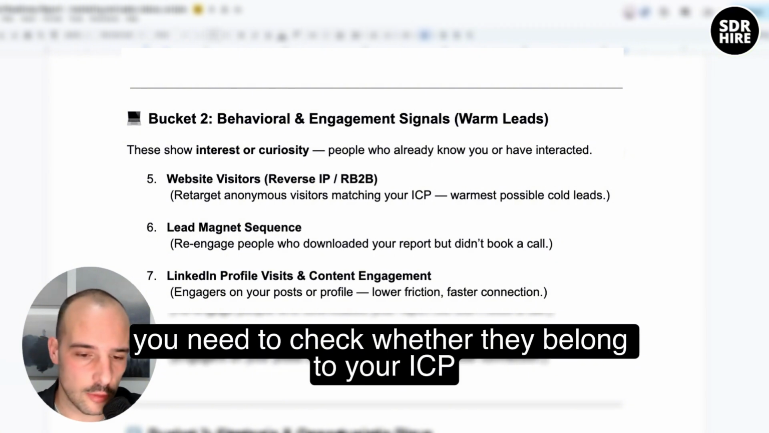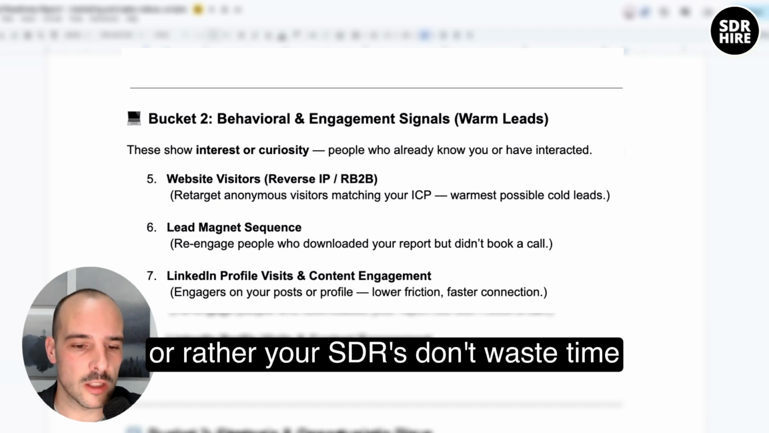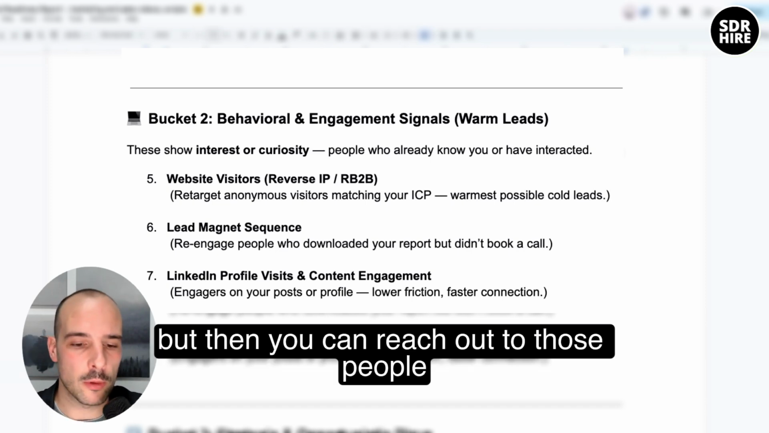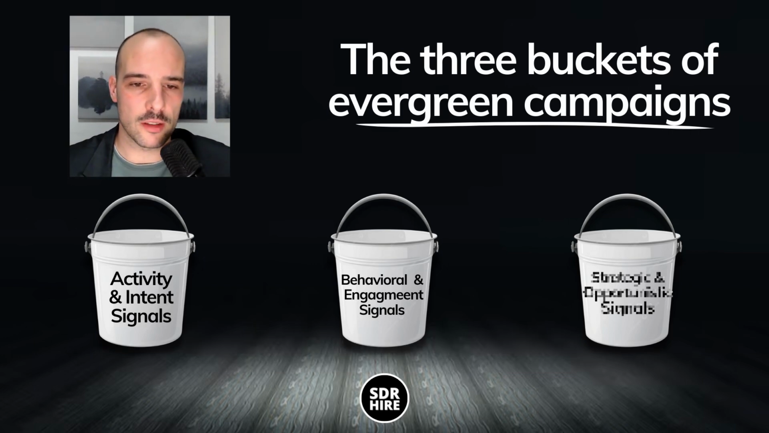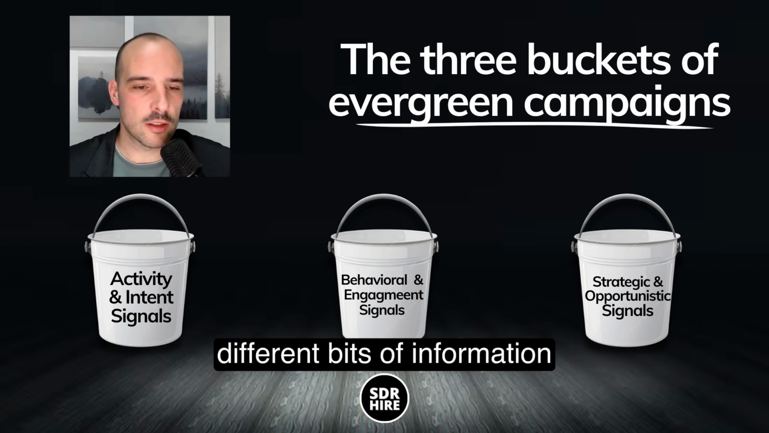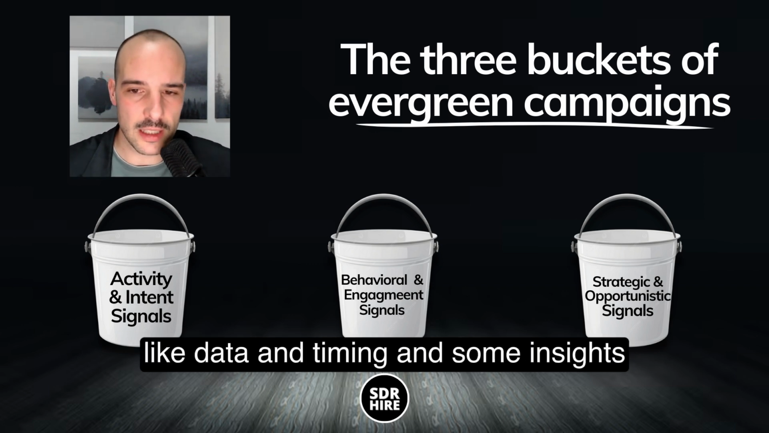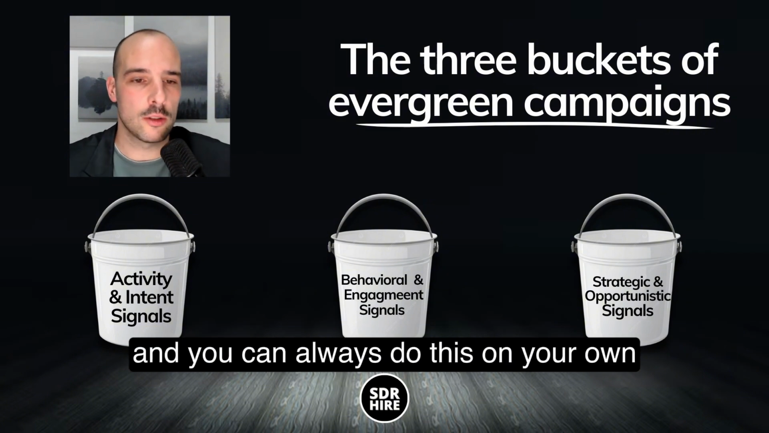reach out to them, especially obviously you need to check whether they belong to your ICP or not, so you don't waste time, or rather your SDRs don't waste time. But then you can reach out to those people and set meetings in that way. And then finally, the last bucket is more of a strategic and opportunistic bucket, which leverages different bits of information like data and timing and some insights. It is a little bit harder to implement, but definitely effective. And you can always do this on your own.